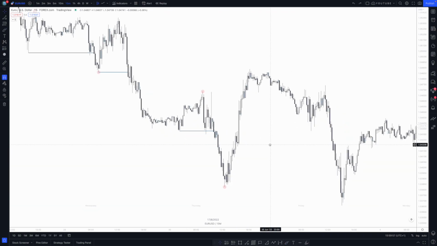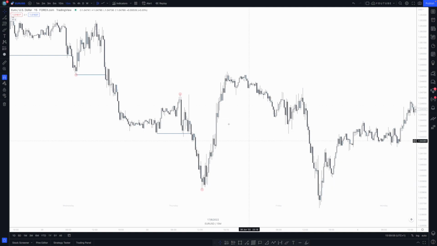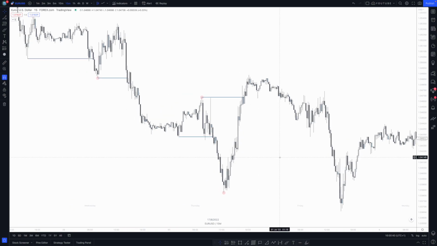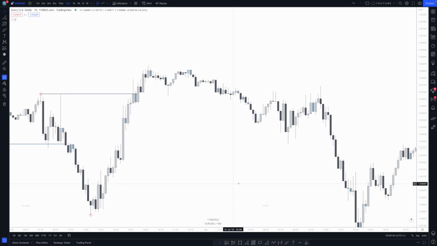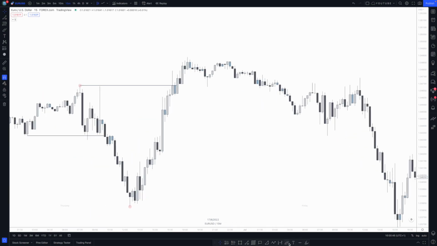So moving on now, what you'll see is we do get a pullback and we get a break to the upside right here. Once we break to the upside, what you can look for is where do we get our pullback? Some people might be thinking, is this a pullback right here? This section right here? Let's go ahead and have a look.